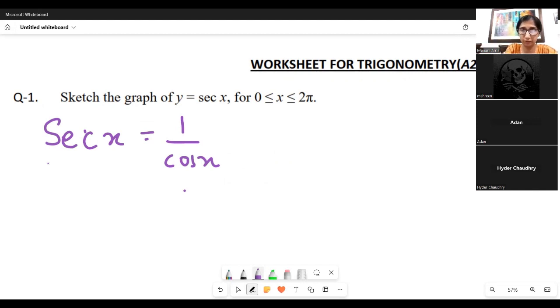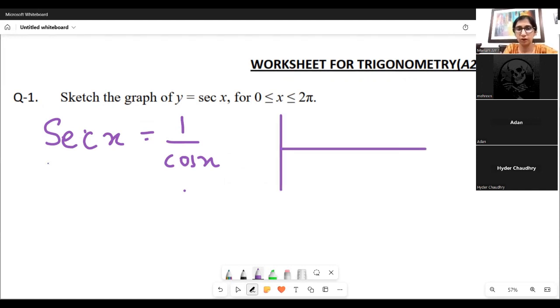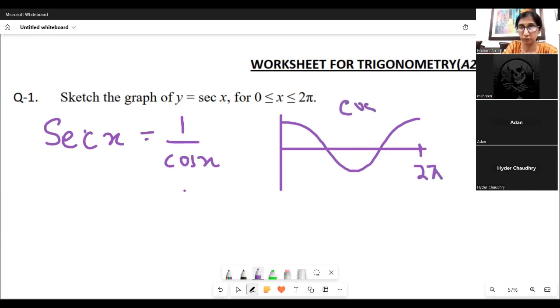Honestly, I don't remember it. So I'm going to first plot cos x, and then I'm going to reciprocate that graph. So I know cos looks like this between 0 to 2 pi. This is for cos x. Now I'm going to draw the reciprocal of this graph.